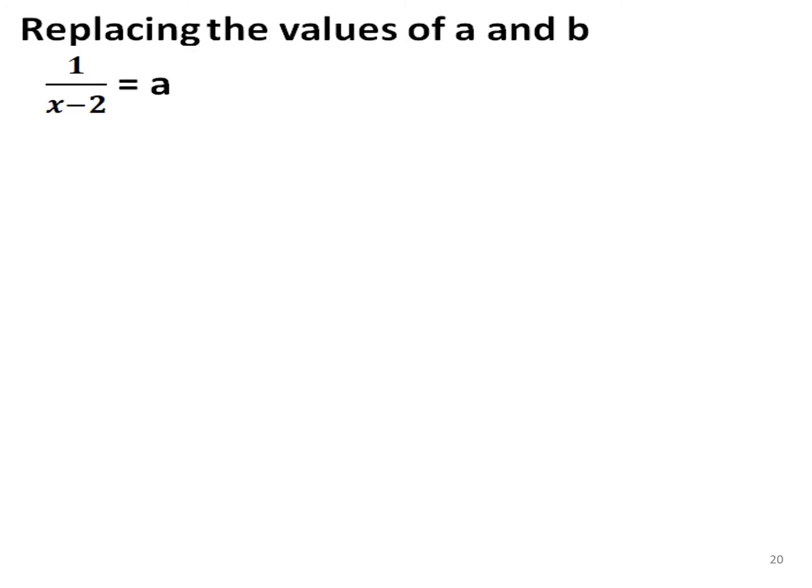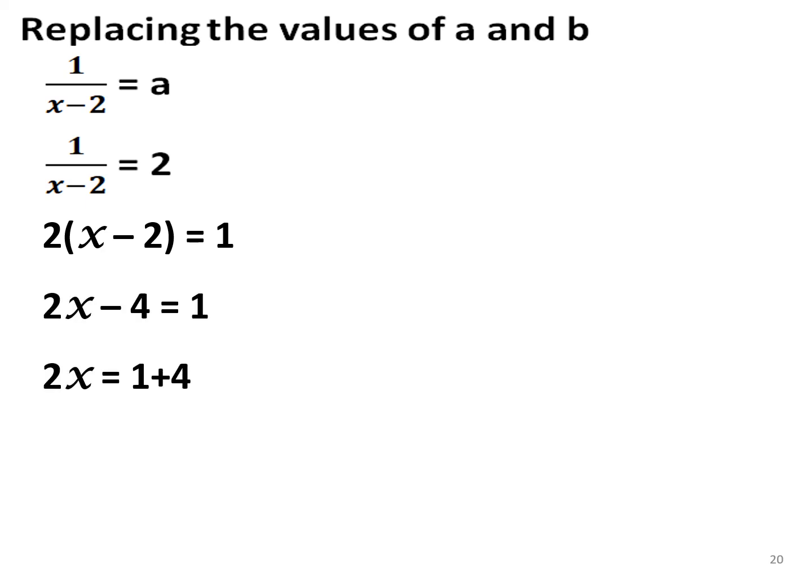But a is equal to 1 upon x minus 2. Therefore, 1 upon x minus 2 is equal to 2. On cross multiplying, 1 is equal to 2 into x minus 2. Opening the bracket, 2x minus 4 is equal to 1. Bringing the numerical term to one side, 2x is equal to 1 plus 4. Therefore, 2x is equal to 5 and x is equal to 5 upon 2.